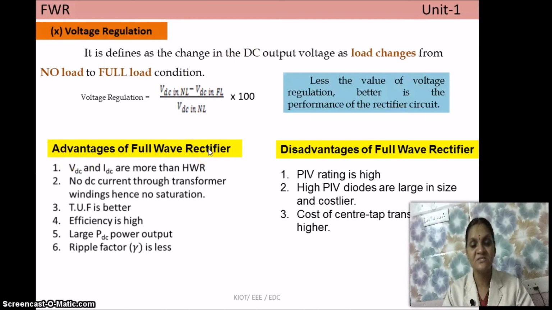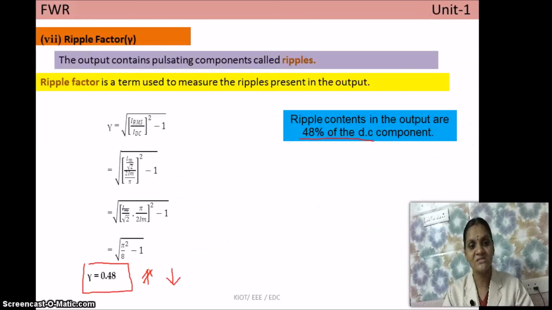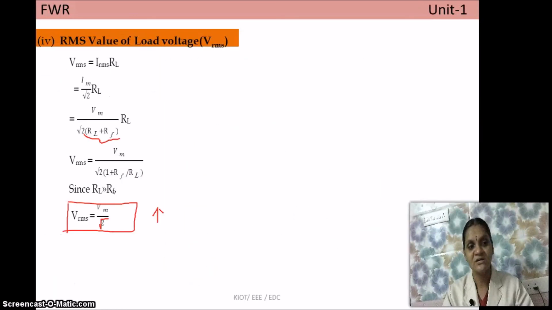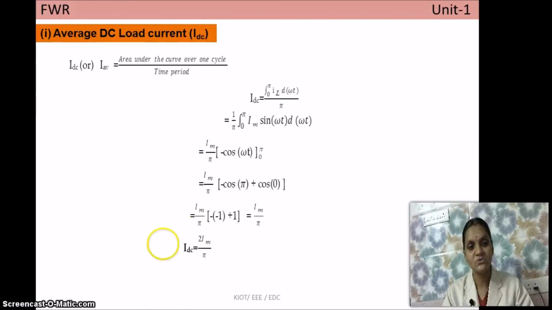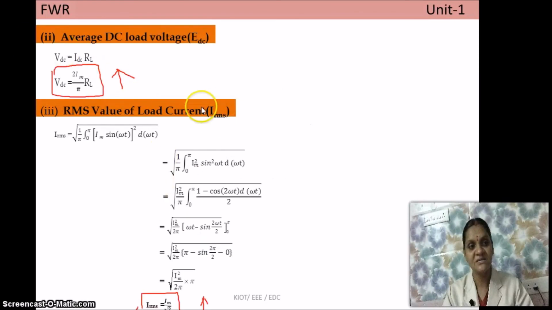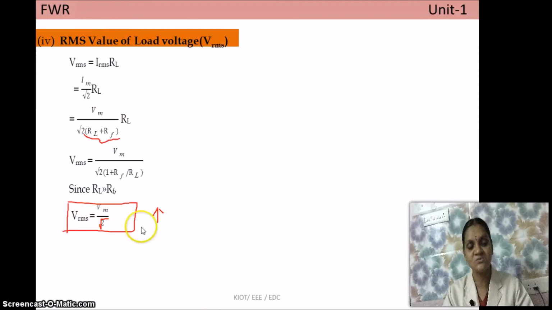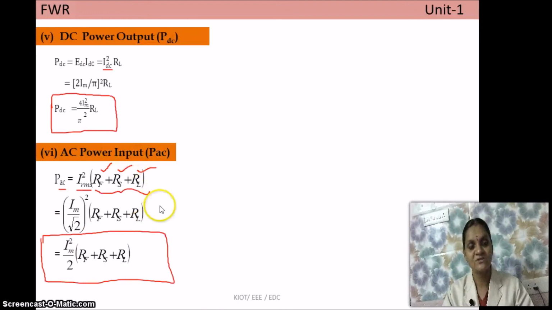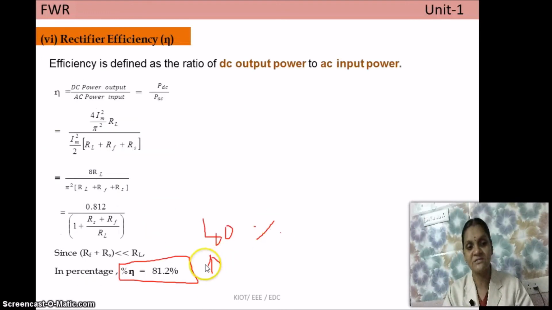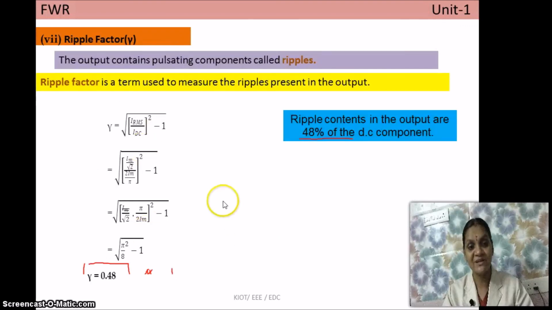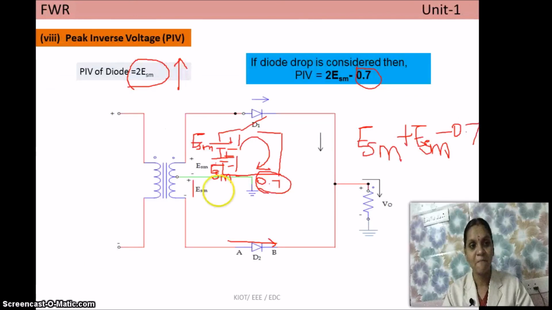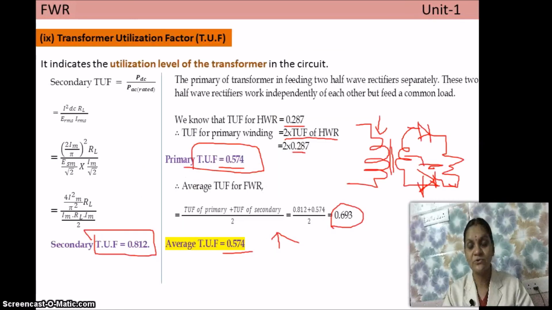In the previous derivation, what are all the things we have considered as an advantage? Here, what are all the things that increase? IDC increases, VDC increases, IRMS increases, VRMS increases. Because of that, the power also increases, efficiency also increases, and the ripple factor is reduced. This is one of the improvements. And the peak inverse voltage has increased, so this is a drawback. And the transformer is utilized effectively. This is one of the advantages.